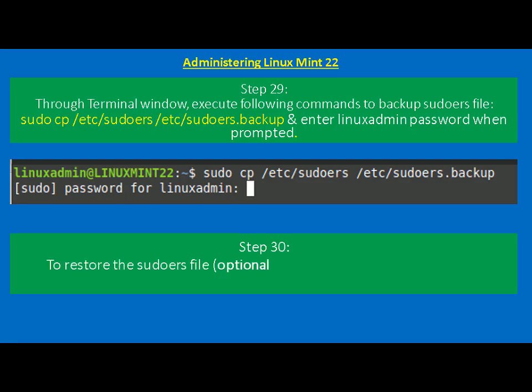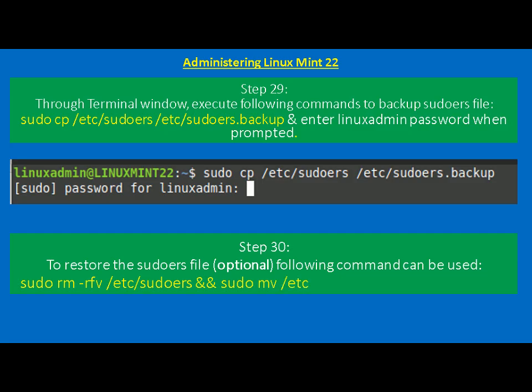Now next step is an optional one. I just want to show you the command to restore the sudoers file. The following command can be used. So this is the command: sudo rm -rfv /etc/sudoers, and sudo mv /etc/sudoers.backup /etc/sudoers. So it will again restore our original file from the sudoers backup, replacing the modified file. This is an optional one. We are not doing this command as of now. In case you want to restore, I just wanted to show you this command. Okay, so let's move on to the next step.